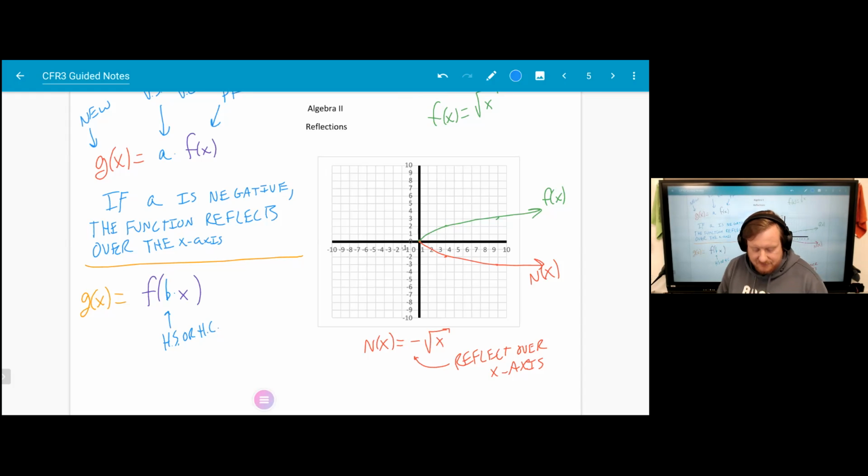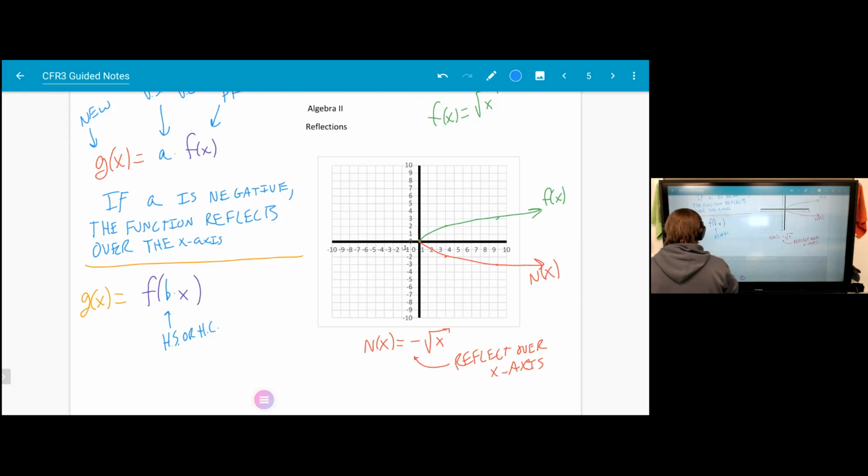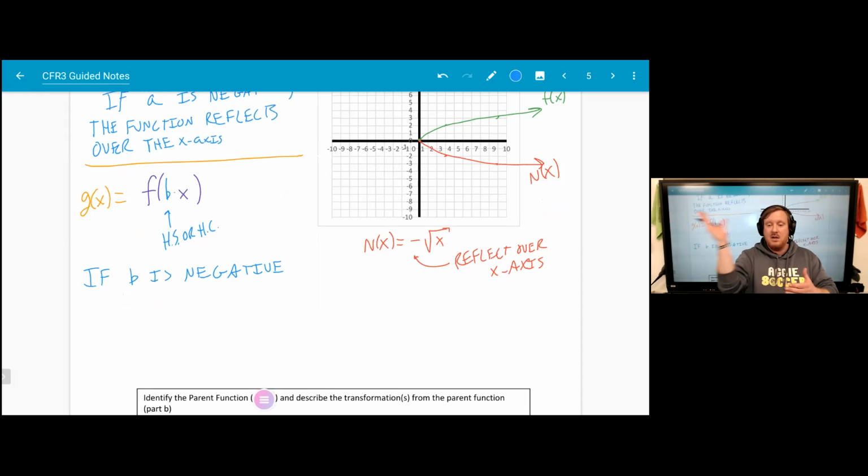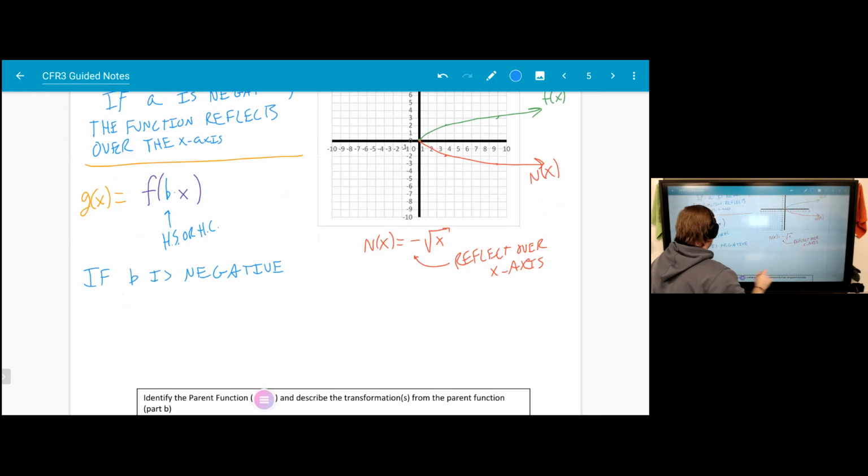And what we're going to say is if B is negative, we're doing horizontal this time. So horizontal is left and right. This is going to reflect over which axis? If B is negative, the function reflects over the y-axis.